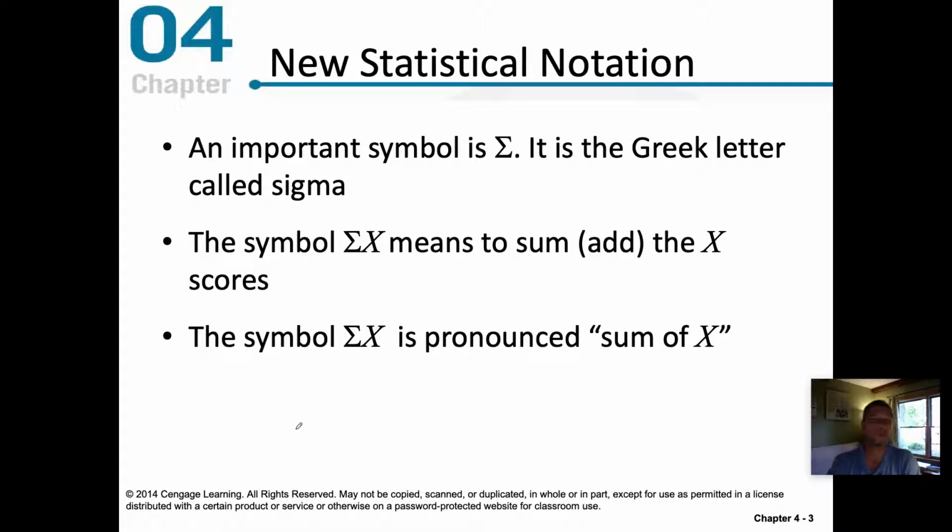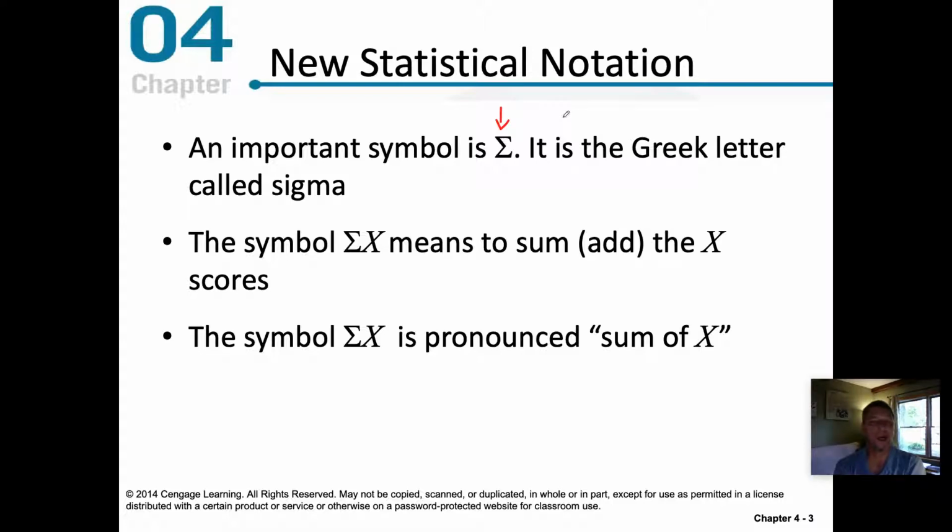Now, in order to go through this unit, there are a couple of things that we need to make sure that we understand, and this is new statistical notation. The first thing that you need to be aware of is this symbol right here. This is the Greek letter sigma. It's very important in many mathematical contexts, but especially in statistical analysis, when you're looking at a data set that's comprised of a lot of different points.